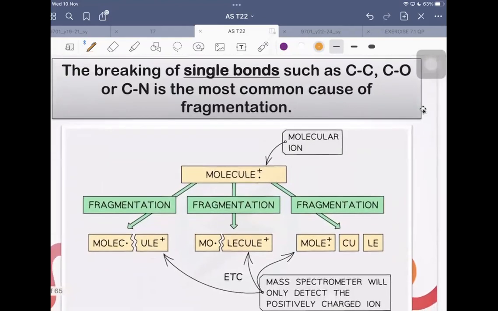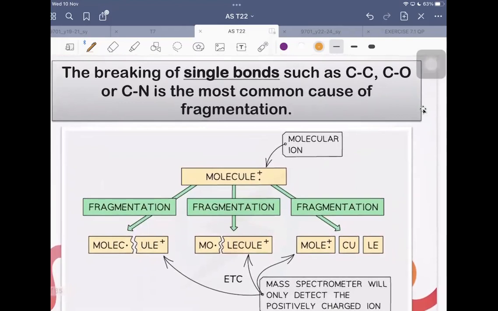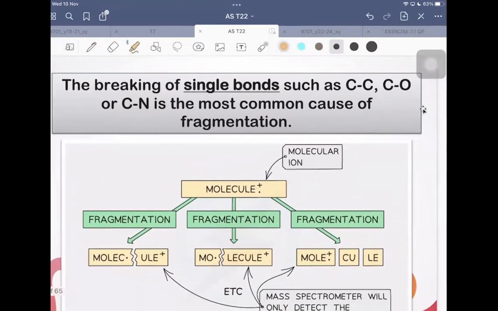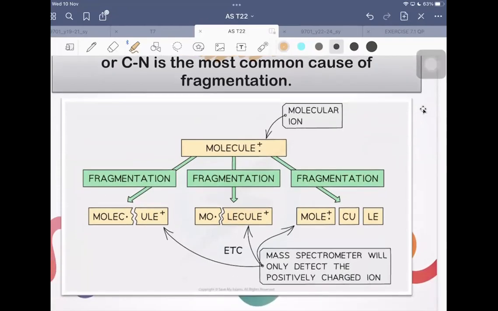Oh, before we look at the next example, I just want to point this out. The breaking of single bonds such as carbon-carbon, carbon-oxygen, or carbon-nitrogen is the most common cause of fragmentation. So remember, we only break the single bonds during fragmentation in a mass spectrometer, okay? This is just a model diagram showing you that you start from a molecule or a molecule plus, and then you fragment it, breaking it at different bonds. It's such a bad diagram, because I would rather use an actual molecule with an actual formula to show the fragmentations.